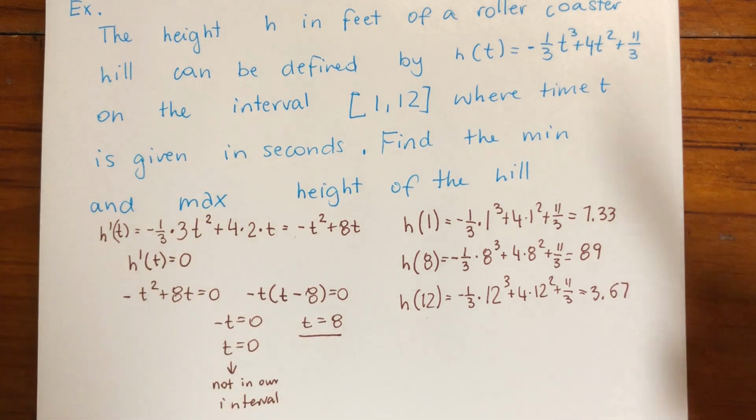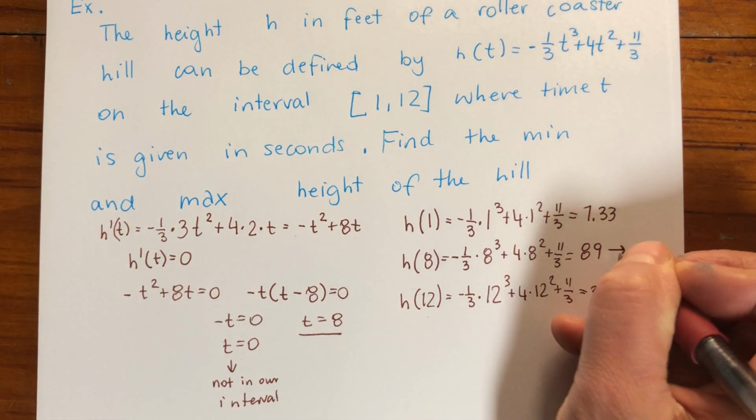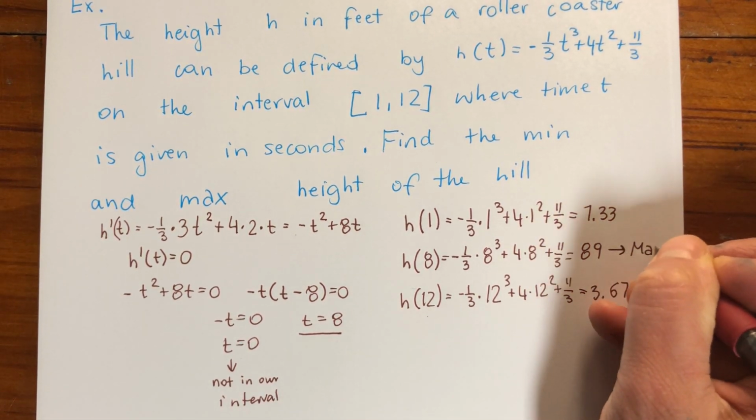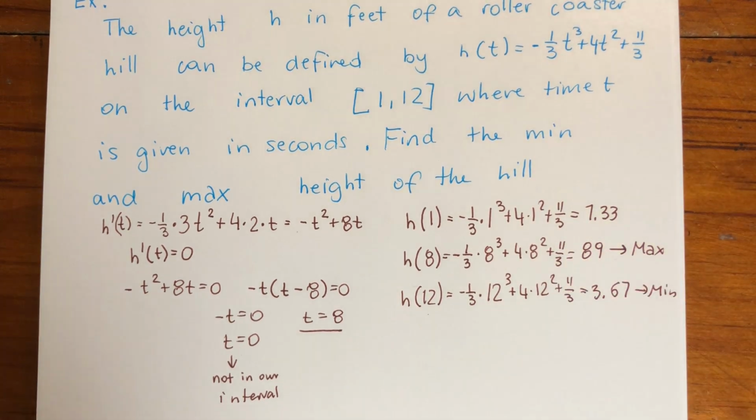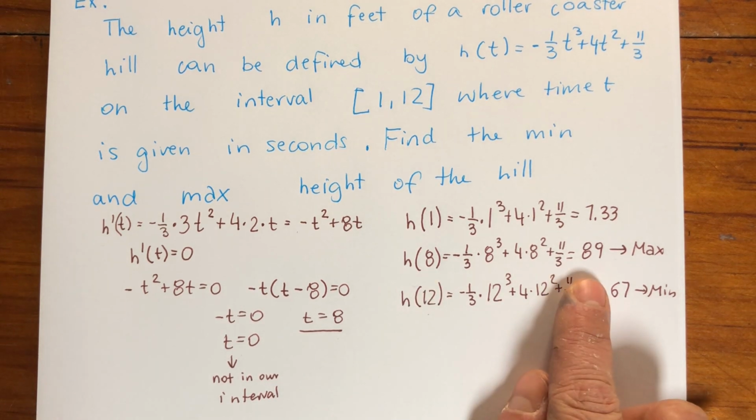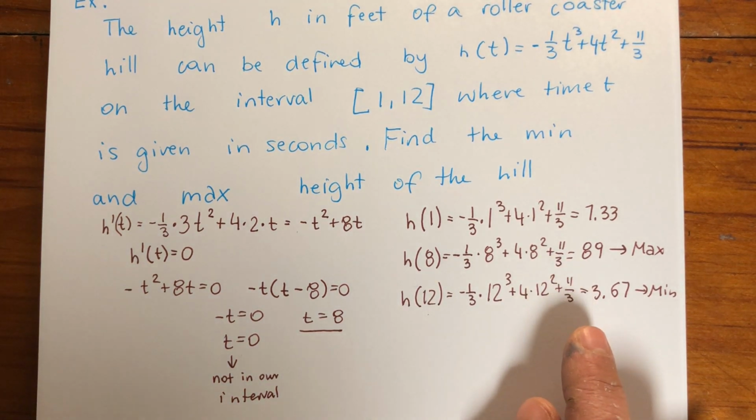What do they tell me? Well, this is the maximum because this is the highest value, and this is the minimum, and this is somewhere in between. So the question was find the minimum and maximum height of the hill. So the graph will have, at 8 seconds, it will be at the maximum of 89.